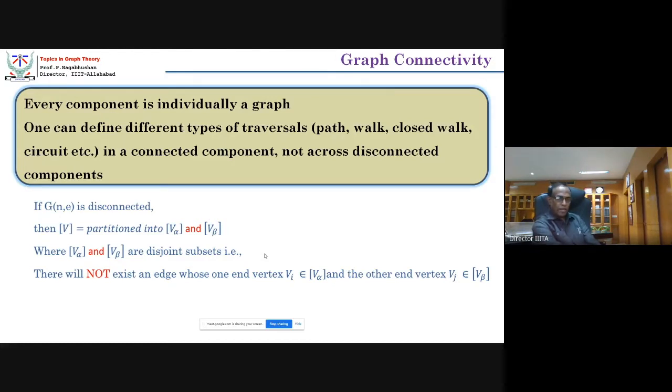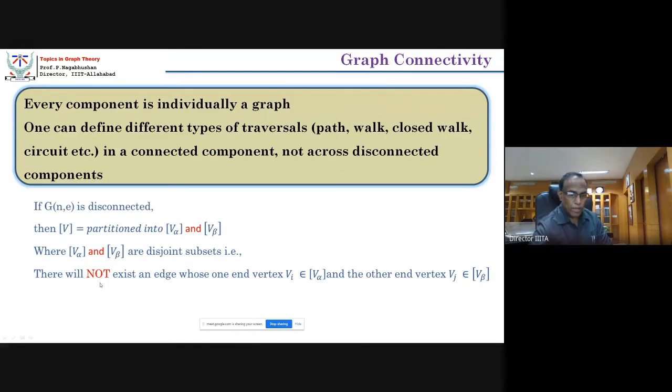So now let's see if it is disconnected. If the graph G(N, E) is disconnected, then the vertex set V can be partitioned into at least two sets of vertices, V alpha and V beta, such that V alpha and V beta are disjoint subsets. In other words, the vertices present in V alpha shall definitely not be present in V beta, and conversely.